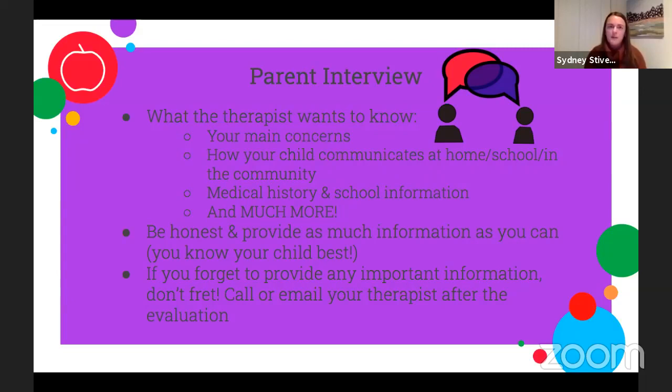And then informal assessments, those are the observations that we're making. We might be using checklists. We might be using our own clinical knowledge and experience. So those measures are still just as important, but they're not following a standardized protocol like the formal assessments are.